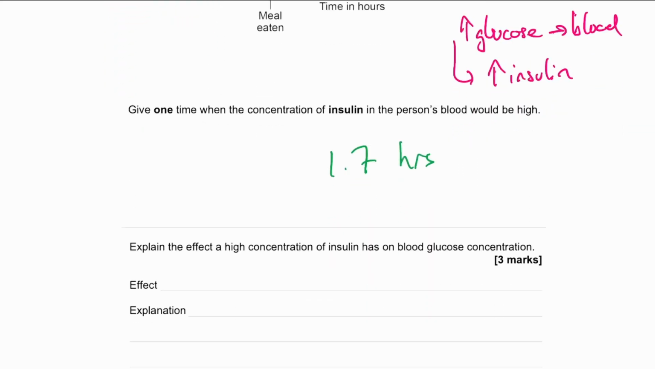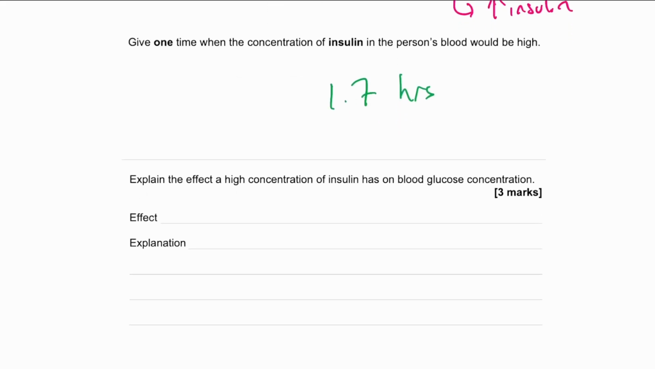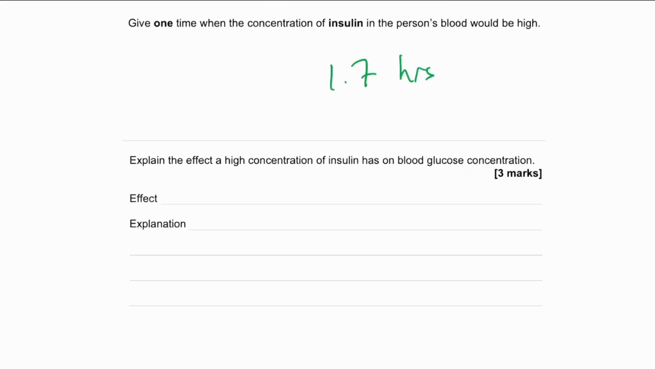Okay, next question. Explain the effect a high concentration of insulin has on blood glucose concentration. And so the effect is basically the reverse of what we just explained. Why would the insulin spike in the first place? Because when there's more glucose, you need more insulin to regulate it. So once you have more insulin, what actually happens to the glucose? It's basically asking us the relationship in reverse. So the effect is that it would be lowered, right? The blood glucose concentration would lower when you have a higher concentration of insulin.